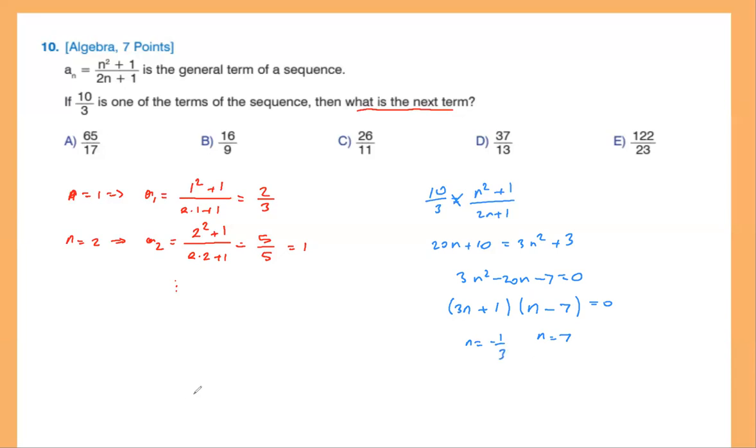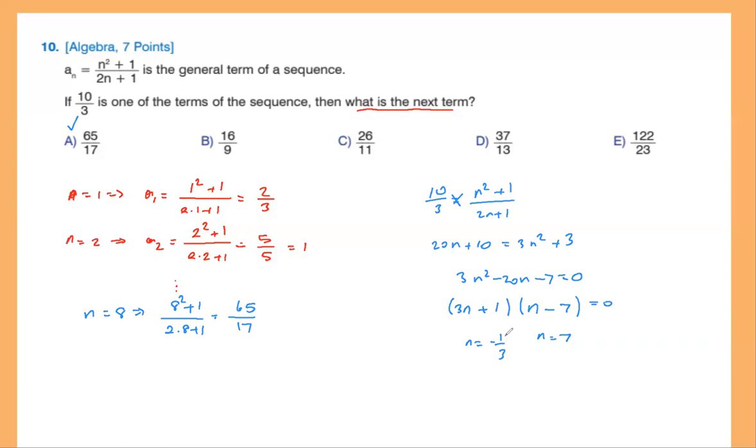So we have two options, right? We can try to see which one does work. If n is 7, that means the seventh term is this number. So we can just plug in n equals 8 to get the next term. You will get 8 squared plus 1 over 2 times 8 plus 1. So that's 65 over 17. This is something we already have, that's choice A. But let's go with this as well.